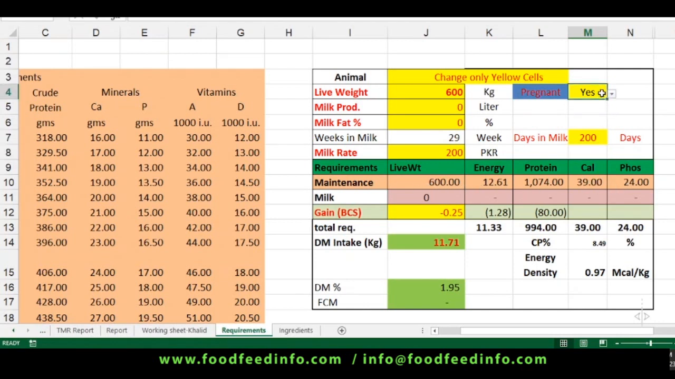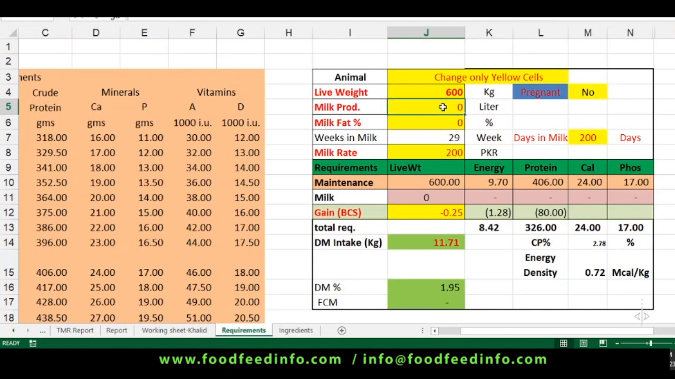If the animal is not pregnant at this stage, you can revert back. Simply by clicking yes or no, you will get a change in the values. So this is how we have changed this sheet so that people who are working with pregnant animals can do better calculations of the nutrient requirement.